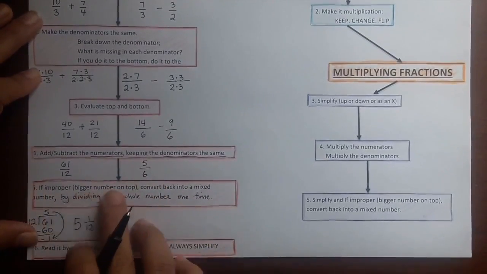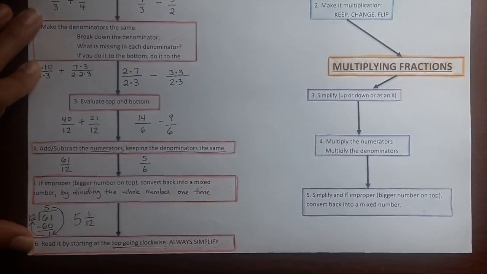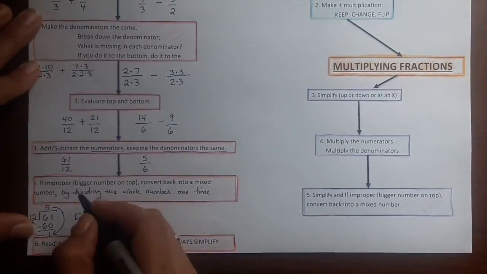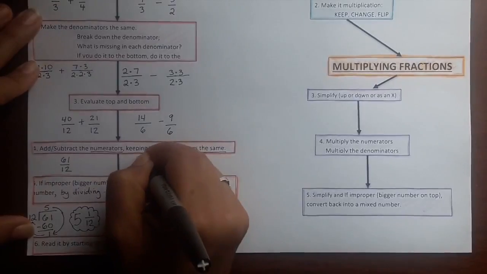And is it an improper fraction? No, because the bigger number is not on the top. So you're done. Can I simplify it? No. So I'm completely done. And that's how you add and subtract fractions.